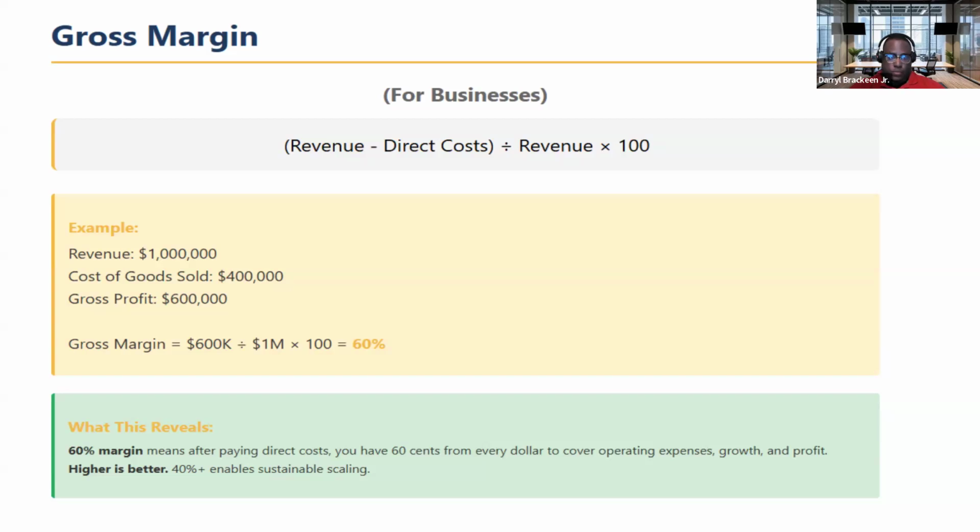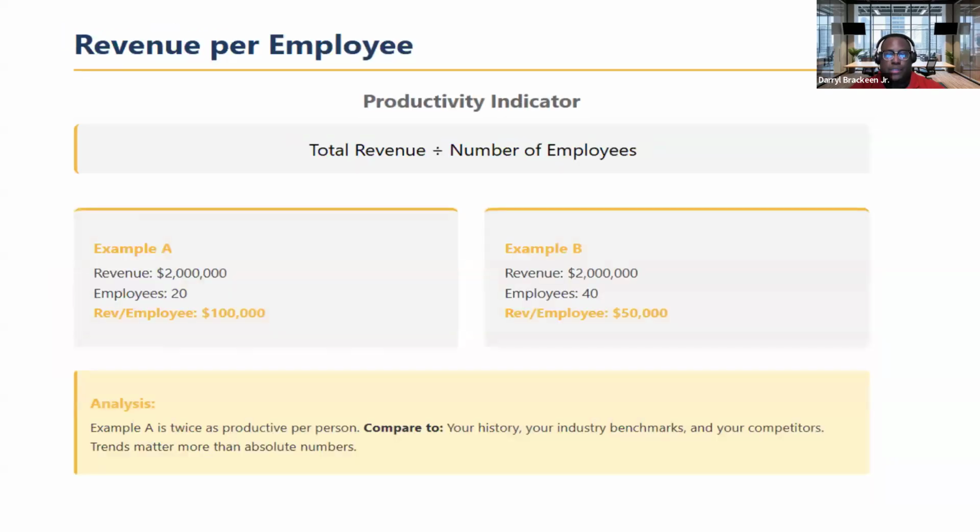So in this formula, it'd be 600K divided by 1 million, and you times that by 100. You should get a percentage of 60%, which reveals the 60% margin means that after you're paying your direct costs, you have 60 cents from every dollar to cover operating expenses, your growth, your profit, and higher is better. So 40% plus enables sustainable scaling as a business. So that's the formula you would use to measure your gross margin as a business.